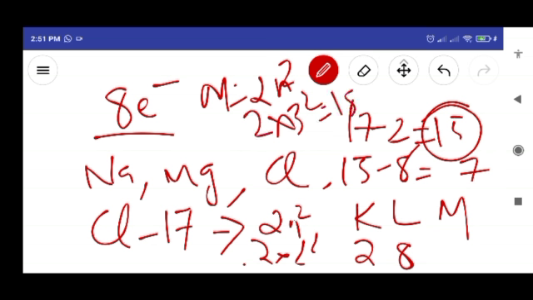If someone asks you to write the electronic configuration of chlorine with atomic number 17, you have to write it like this. Chlorine 17, electronic configuration is 2, 8, 7. If we add this, 8 plus 2, 10, 10 plus 7, 17. You will get this atomic number, then our answer is correct. So 2, 8, 7. How can we distribute this?